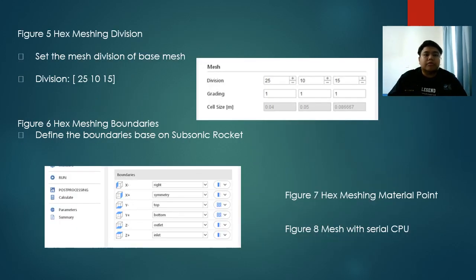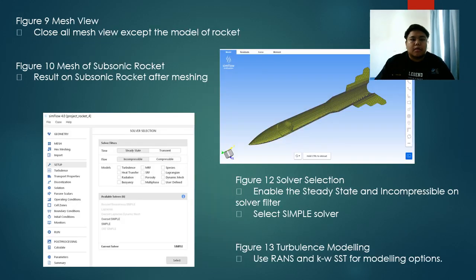And we go through the mesh division. I put 25 for the x-axis. For the y-axis, I put 10, and lastly for the z-axis, I put 15 for the mesh division. After that, we define the boundaries based on the subsonic rocket, and after that we run the mesh for the subsonic rocket, and we got the result.